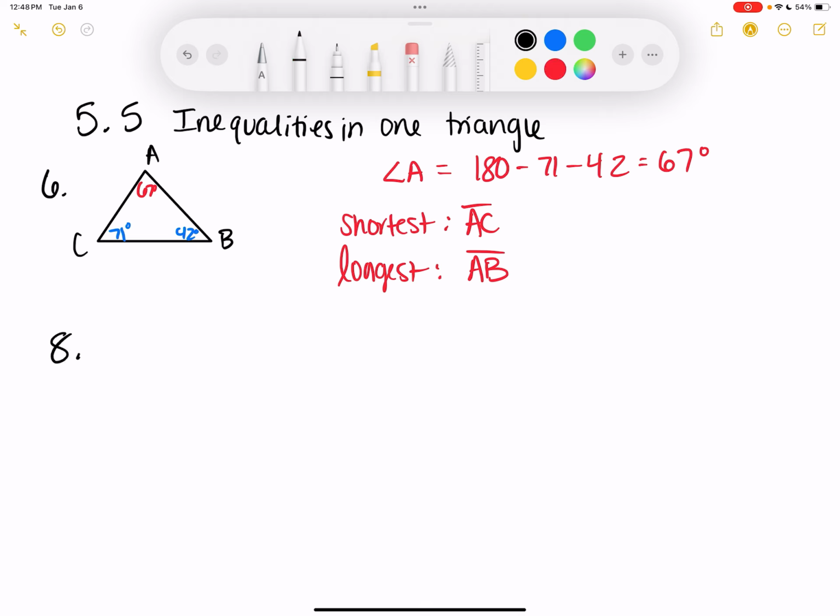So is the shortest side and longest side like parallel to the smallest angle and biggest? They're opposite. Or opposite. That's it.